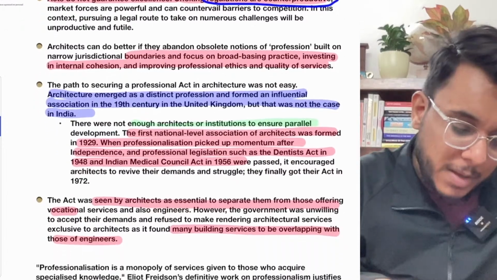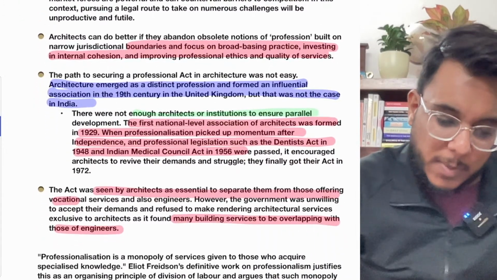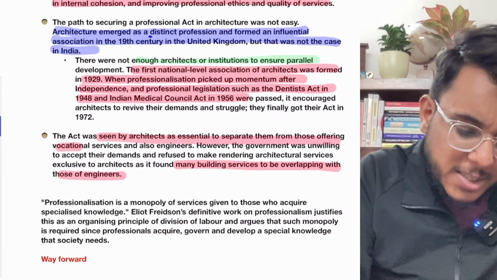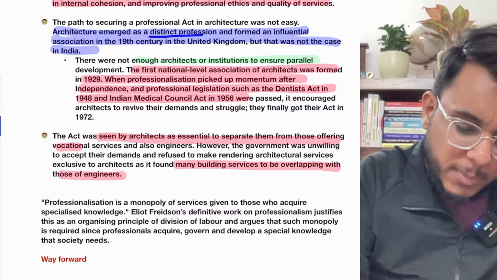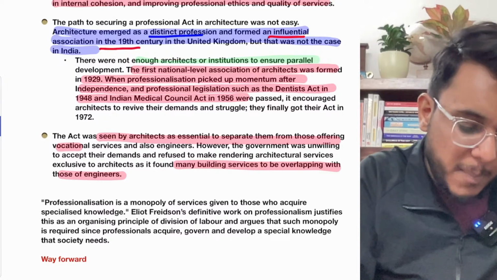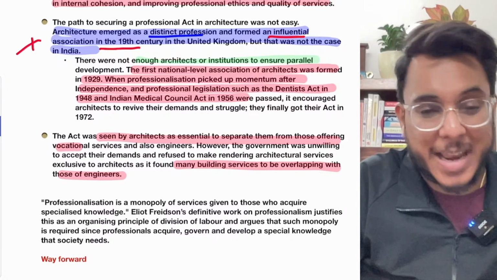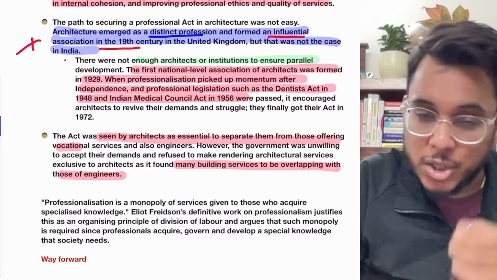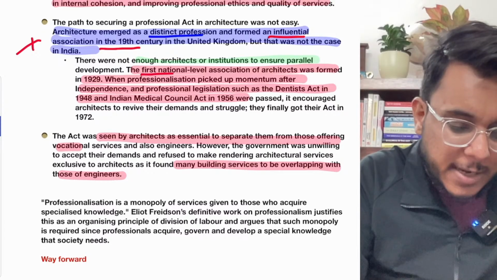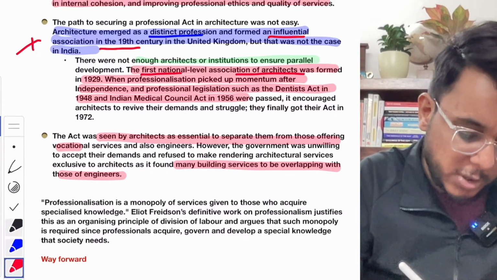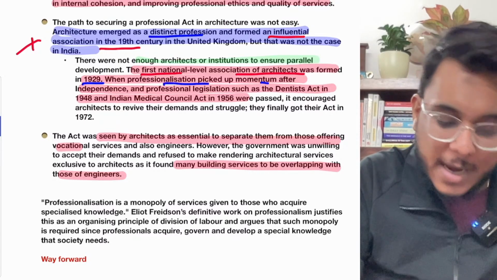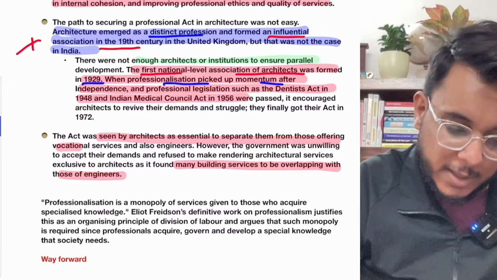Now, the article is actually talking about this particular thing: when we talk about architecture today, it emerged as a distinct profession in the UK, and it emerged as an influential association. But never in the case of India did architecture emerge as an influential association or as an influential profession. Now, the first national level association of architecture was formed in 1929. And after that, professionalization in architecture started to come, particularly after independence.